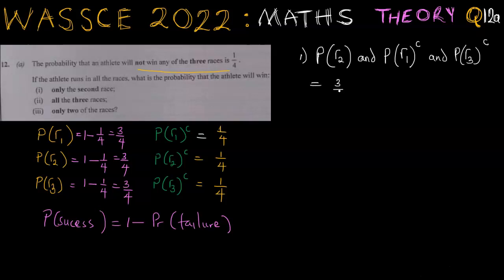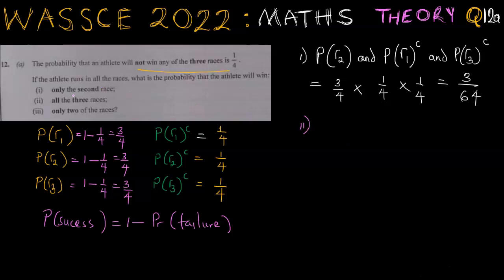We know what the probability of R2 is. That's 3 quarters. And in probability and is a multiplication. Probability of R1 complement, here it is, so 1 over 4, times R3 complement, that's also 1 quarter. 3 times 1 times 1 is 3. 4 times 4 times 4 is 64. So our answer is 3 over 64.